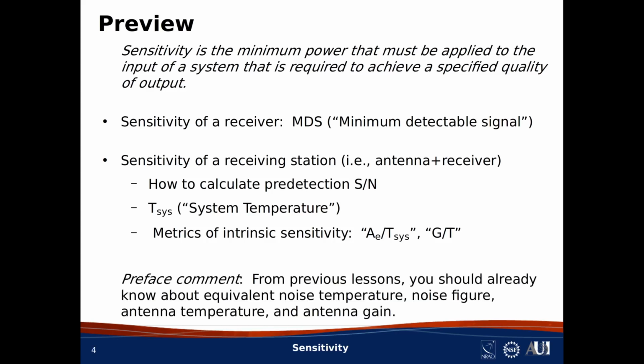Before we get started, just fair notice that I'll assume that you already know about the concepts of equivalent noise temperature, noise figure, antenna temperature, and antenna gain. These are all things that were introduced in previous lectures.